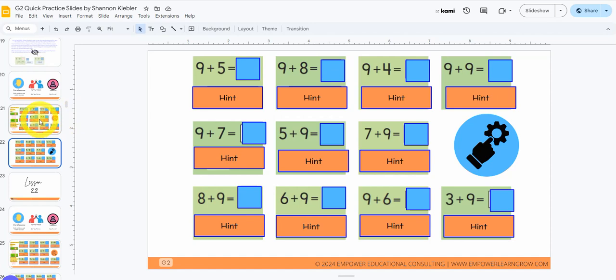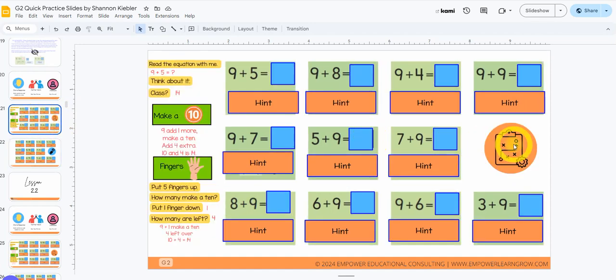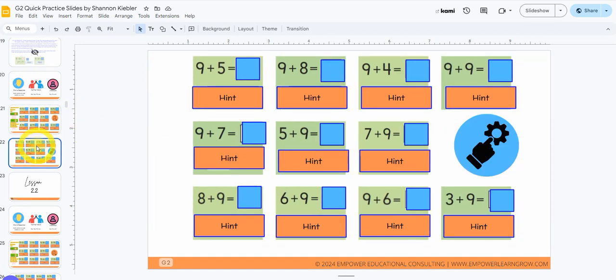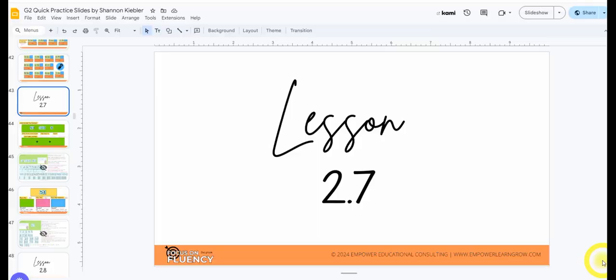Remember, we just want a blended approach. We want students that can use the strategy, and then we want students that can take some of those cards and they can start to commit them to memory. So you'll do that now for the first 6 lessons of Unit 2. Once you get to lessons 7 through 15, the quick practice changes.